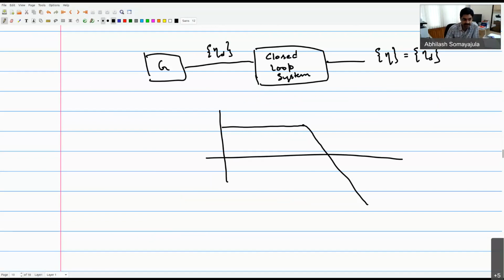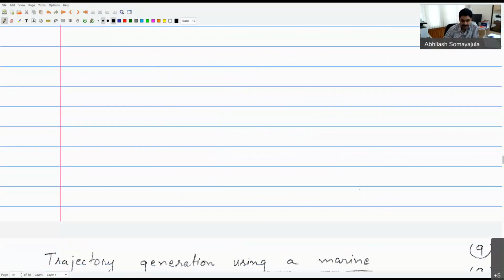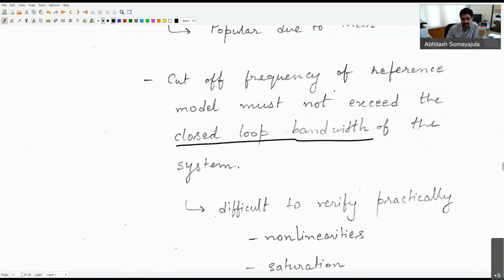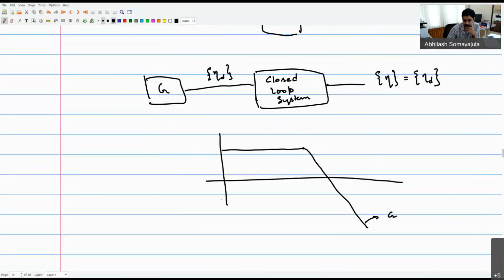So this curve is basically representing my guidance system. What I'm saying here is the statement that the cutoff frequency for the reference model must not exceed the closed loop bandwidth of the system. Which means, if I'm looking at this closed loop system's transfer function, let's say that looks something like that.